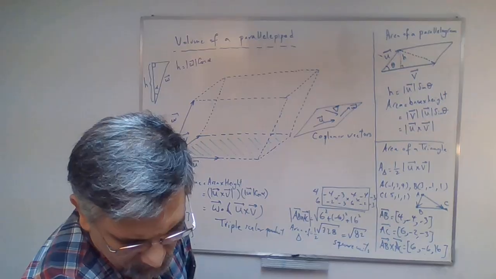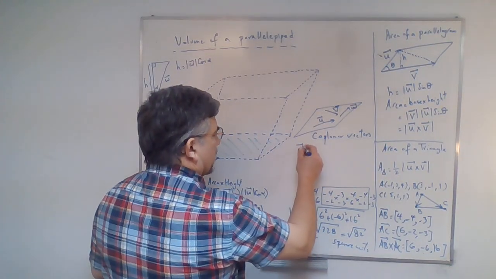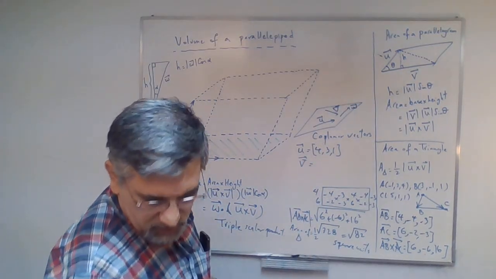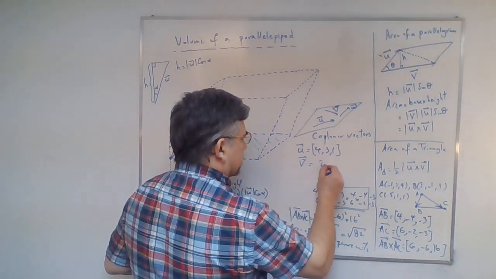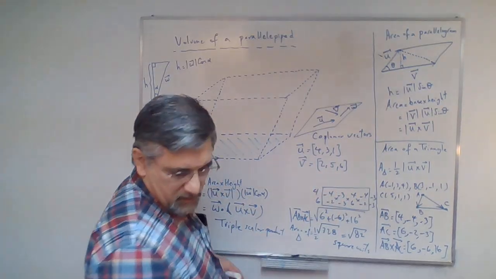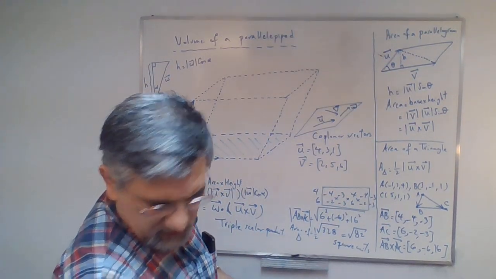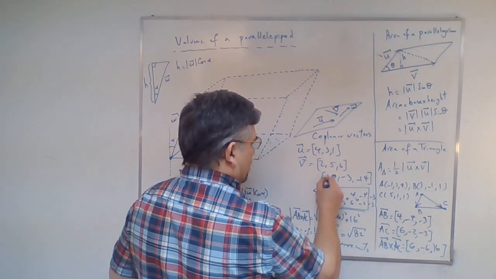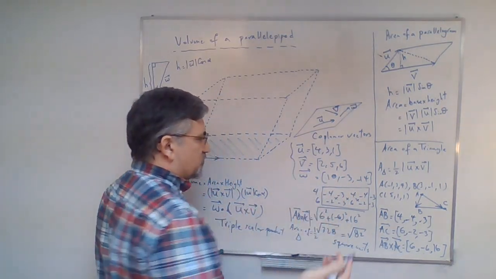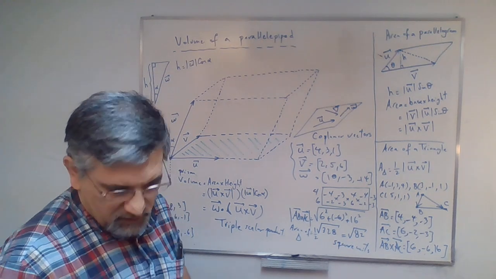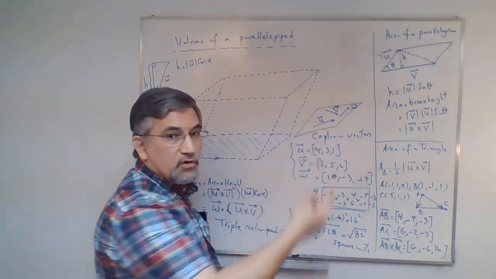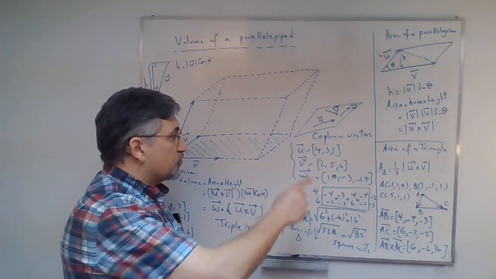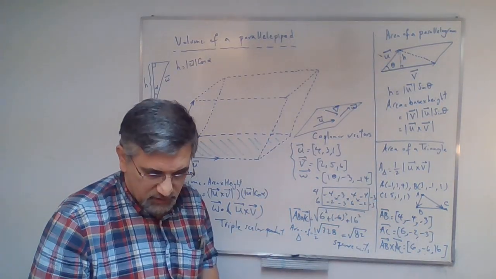For example, we have 4, 3, 1. So 4, 3, 1 is one vector, and then the other one is 2, 5, 6. And we have another vector, 10, negative 3, negative 14. So we have three vectors. We just want to know if these three vectors in three-dimensional space are coplanar or not. Is it possible to pass a plane through all three of these vectors? Yes or no? That's the question.